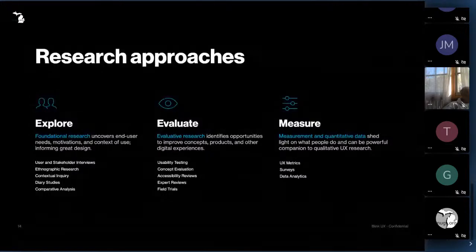And many of these, I'm sure you're familiar with. Usability testing is very common. Obviously, there are surveys and so forth. But at one end, we have what we call foundational research.